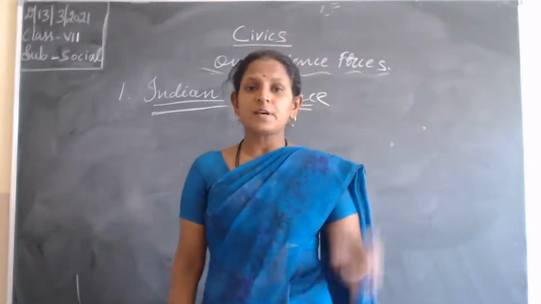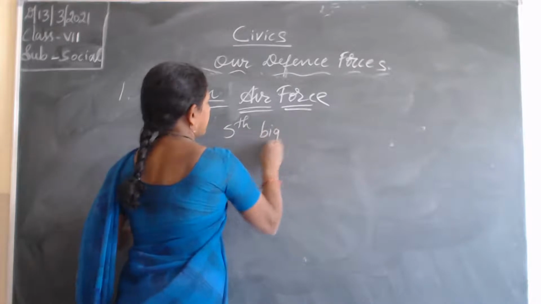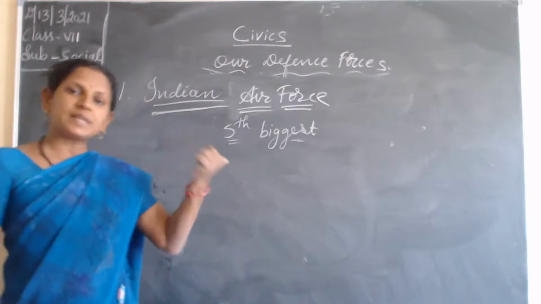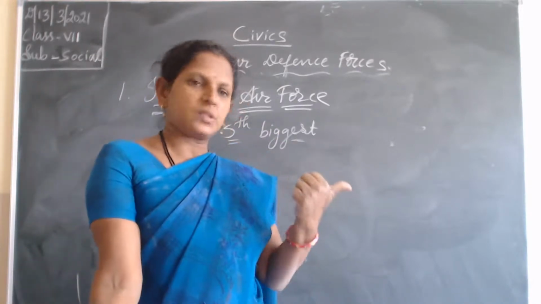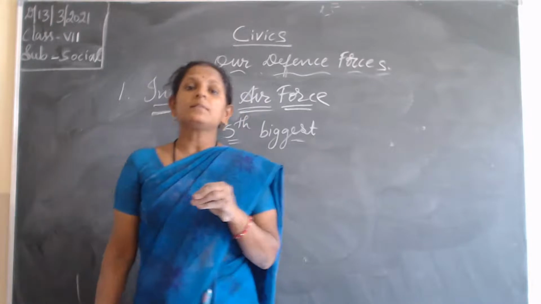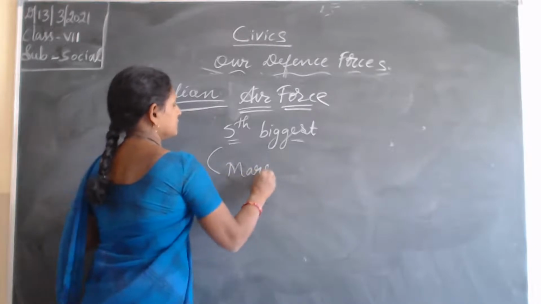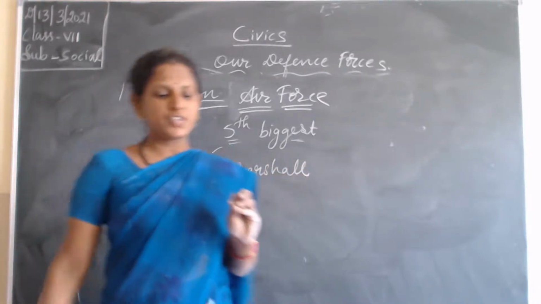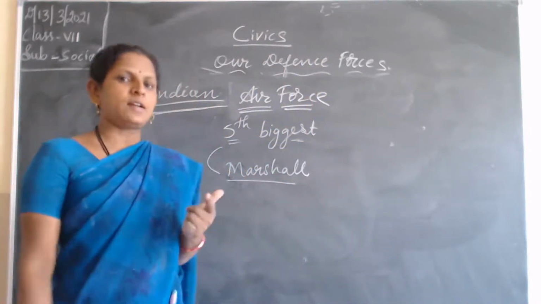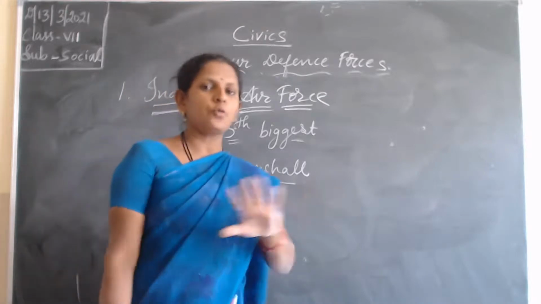The Indian Air Force is the fifth biggest in the world. Army is the second, Navy is the sixth, and Air Force is the fifth biggest in the world. And here the service chief is called Marshal. Don't be confused. Army chief is called General, navy chief is called Admiral, air chief is called Marshal.